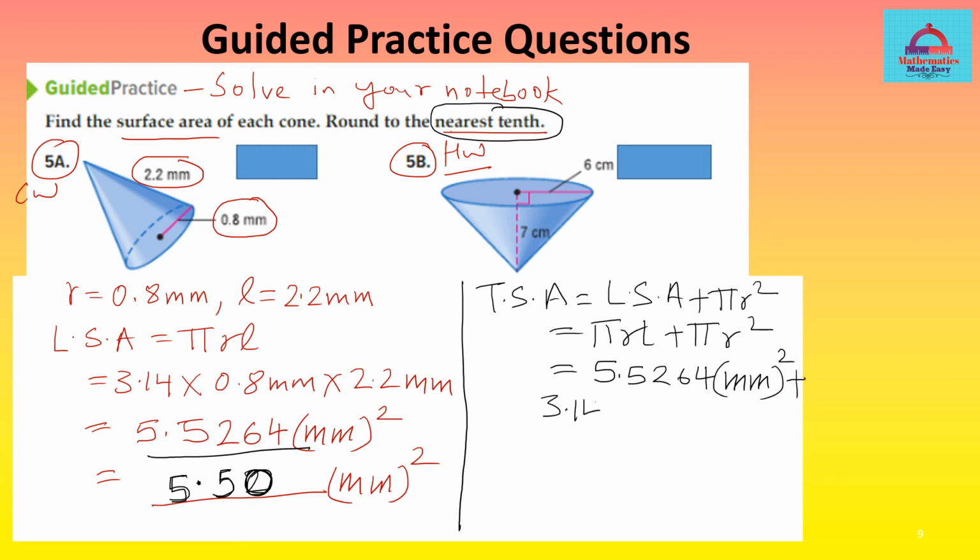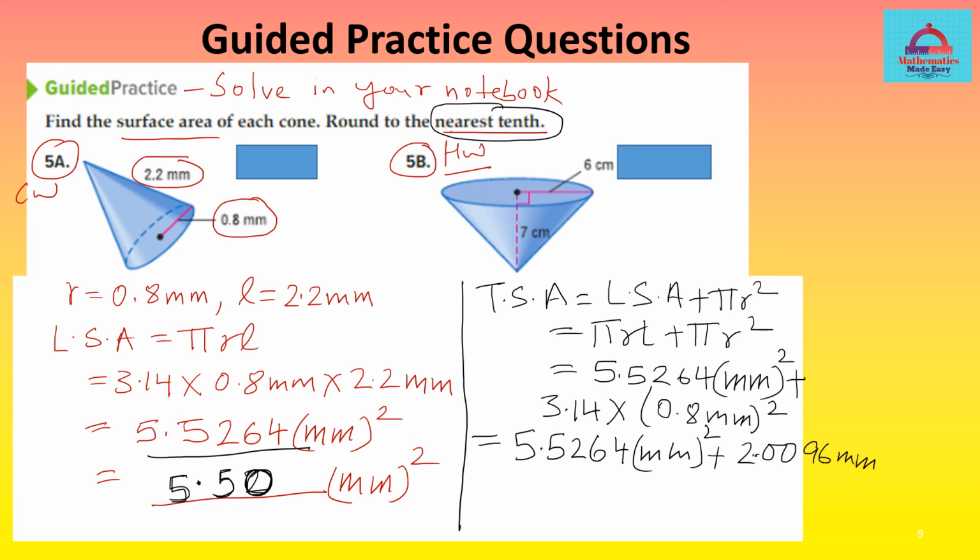And let me now substitute for the second term. Radius is given the same value, 0.8 millimeter. So that would come out to be, if you do your calculations correctly, 2.0096 millimeter square. Now we are just going to be adding them. Each of them has 4 decimal places, so addition is not difficult. It will give you 7.536 millimeter square.